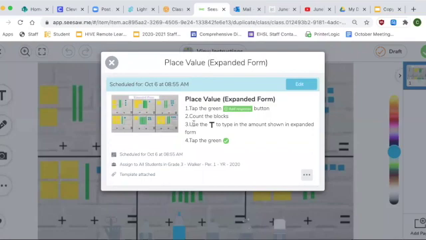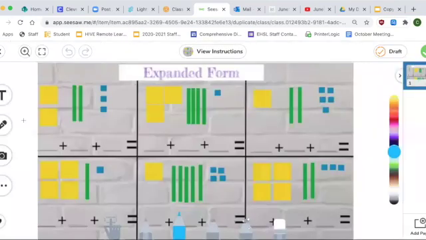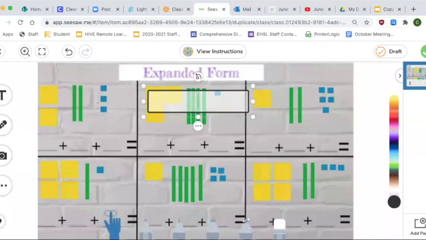So your instructions say to count the blocks and use the text tools to type the amount shown in expanded form. So let me show you what that looks like. These yellow squares are hundreds. These green sticks, for lack of a better word, are tens. These blue squares are ones. So if I'm looking at this first one, I have 200s. That means I have 200.